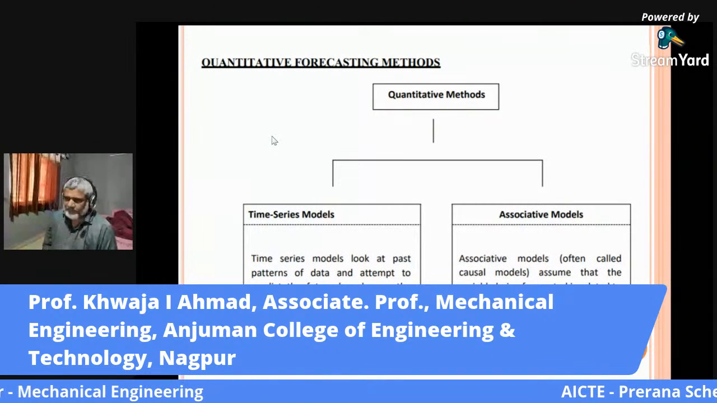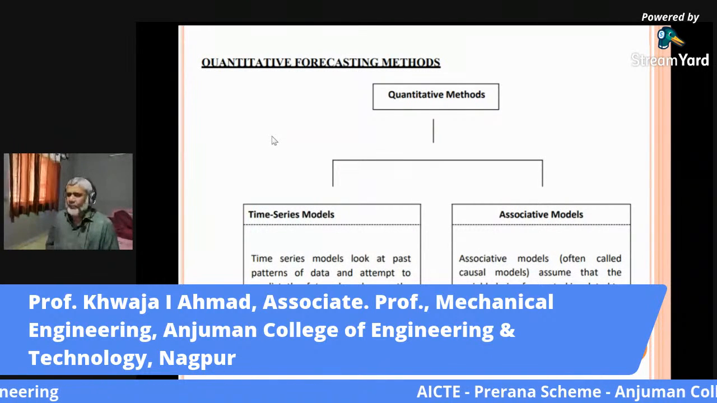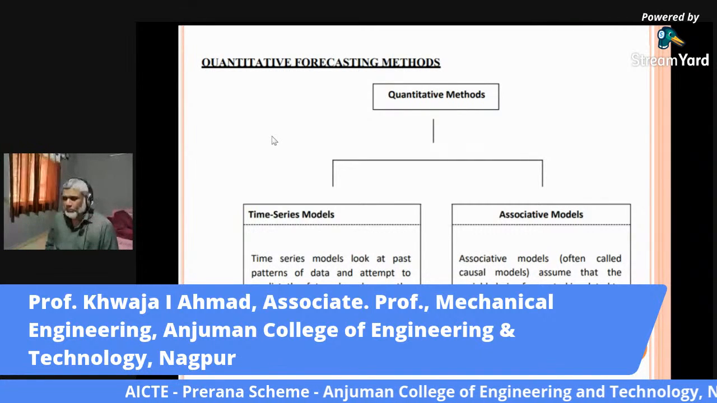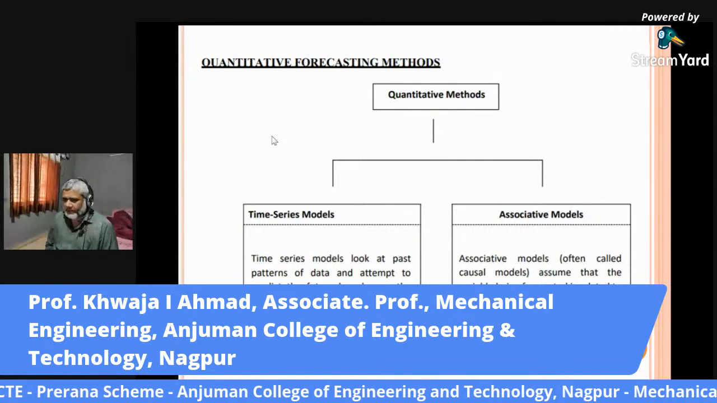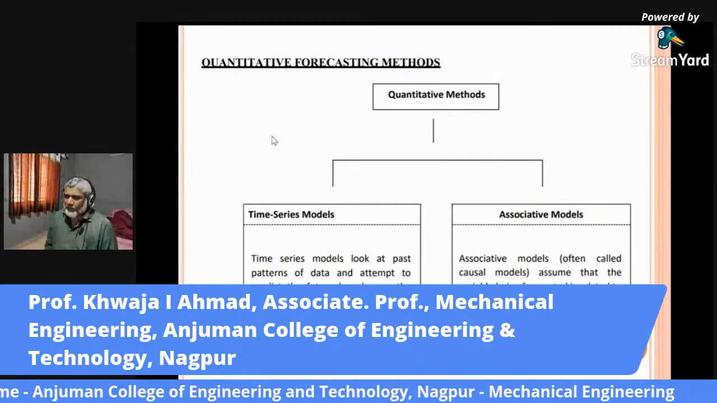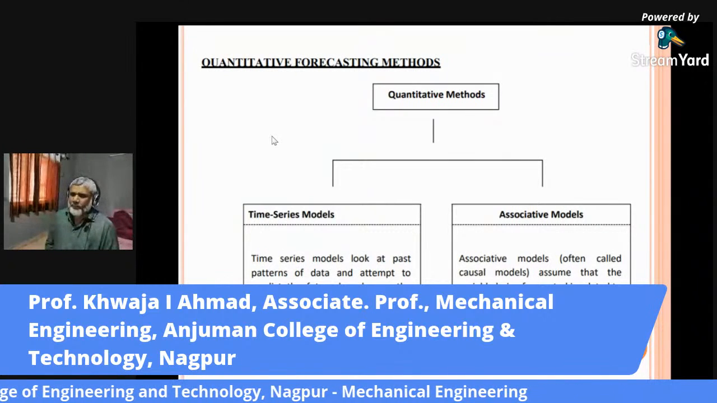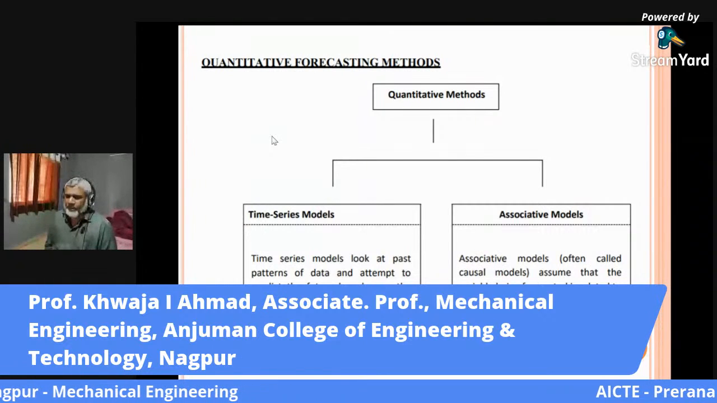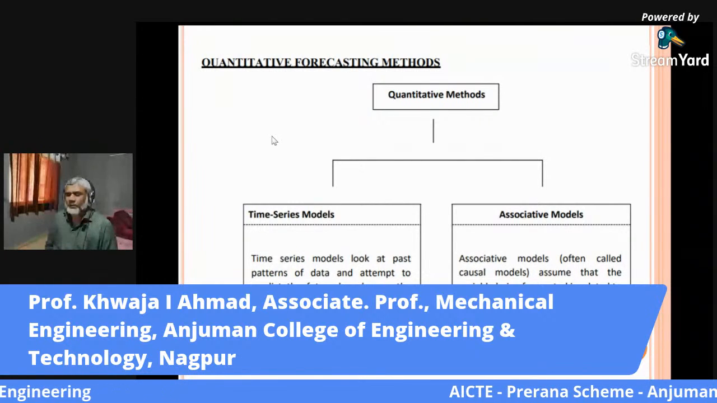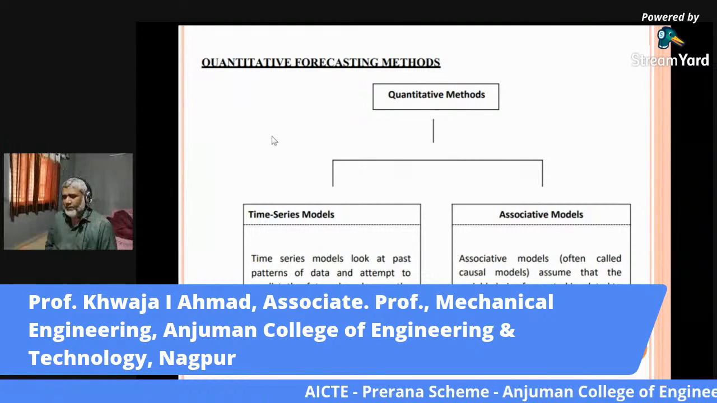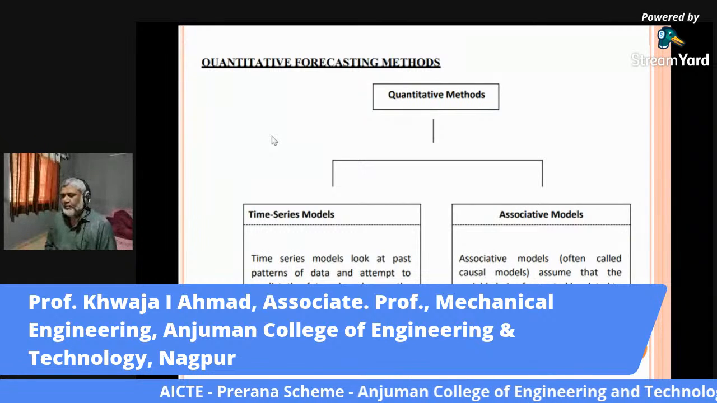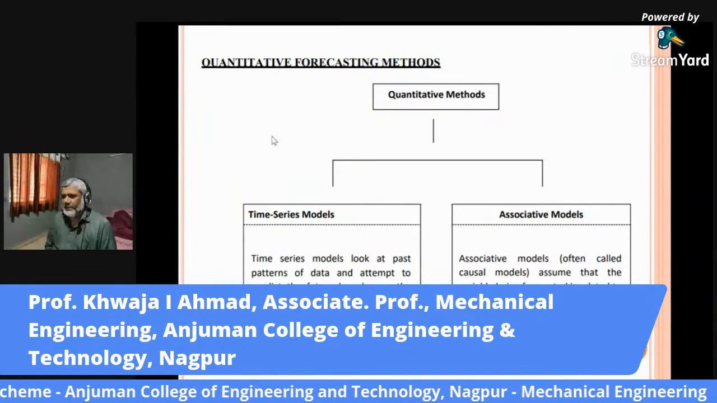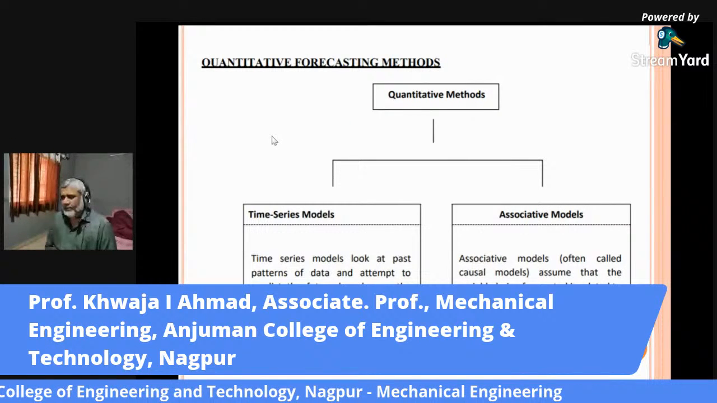Quantitative methods can be divided broadly into two classes: time series models and associative models. Time series models look at the past pattern of data, and based on that they try to predict the future through some mathematical formula. And the associative methods or causal methods assume that the variable being forecasted is related to other variables in the environment.